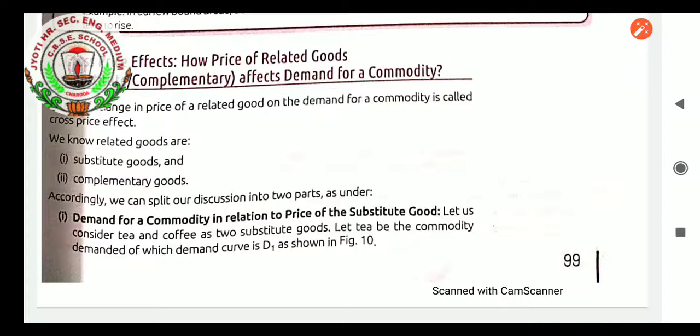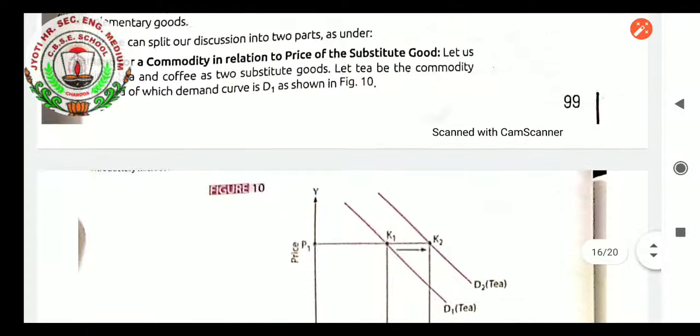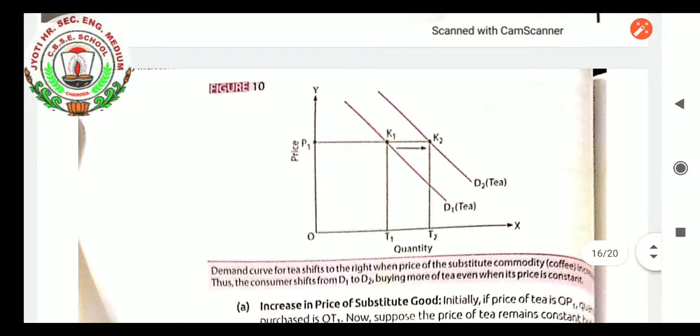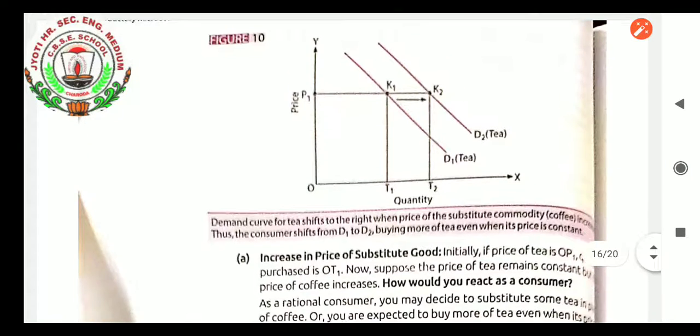Let us consider tea and coffee as two substitute goods. Let tea be the commodity demanded, of which the demand curve is D1. You can see D1 for tea, and at D2 consumption is increasing. Why is it increasing? The price is constant at P1, but still at D2 tea demand is increasing. The demand curve for tea shifts to the right when the price of the substitute commodity, coffee, increases.